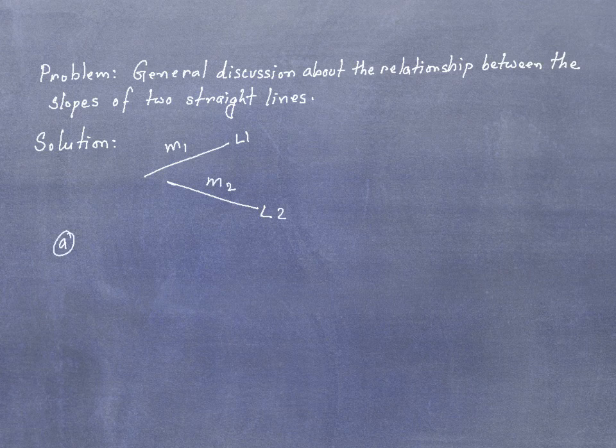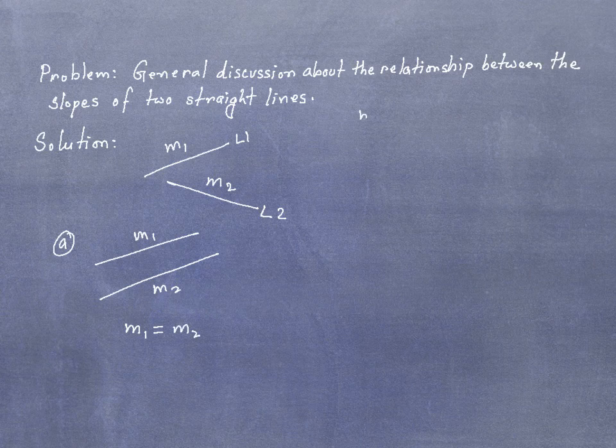First one, these two straight lines could be parallel, so that they could be like this, L1 and L2, M1, M2, and in that case the slopes are going to be equal. M1 is equal to M2.